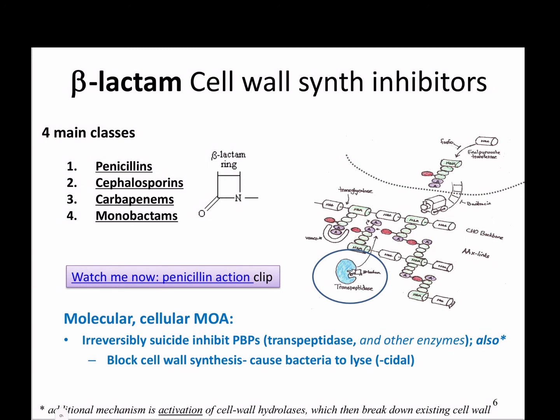So let's start now with the major class of cell wall synthesis inhibitors, and those are the beta-lactam antibiotics. And again, there were 4 main classes. They all share that beta-lactam ring, and the molecular and cellular mechanisms of action are that they irreversibly suicide inhibit transpeptidase, or PBPs. The cellular effect of that is that it blocks cell wall synthesis, and what's going to happen after cell wall synthesis is blocked is the bacteria is going to lyse.